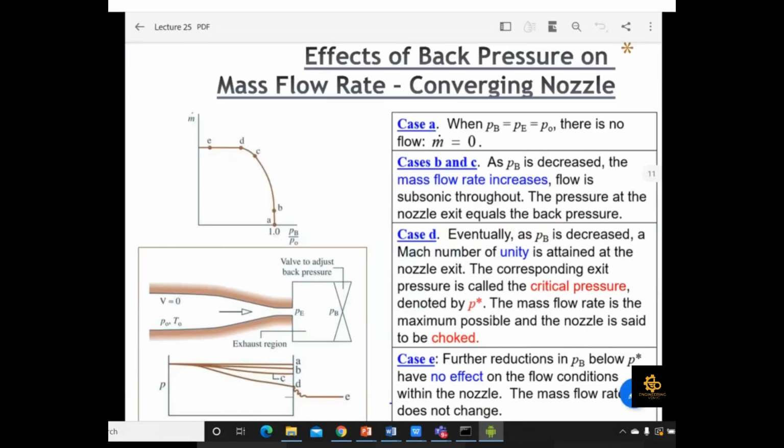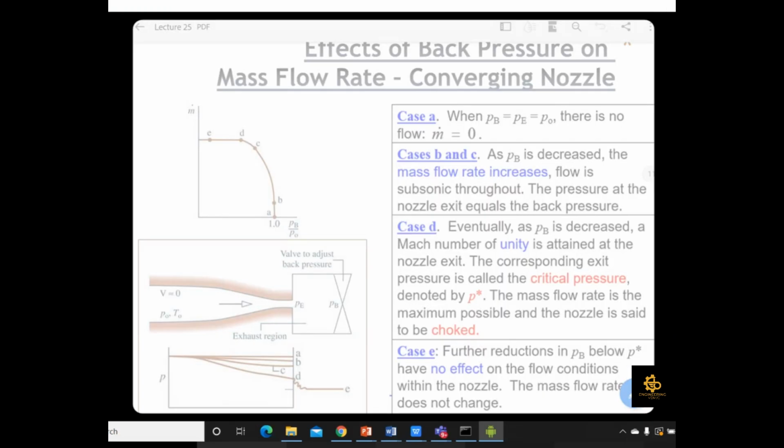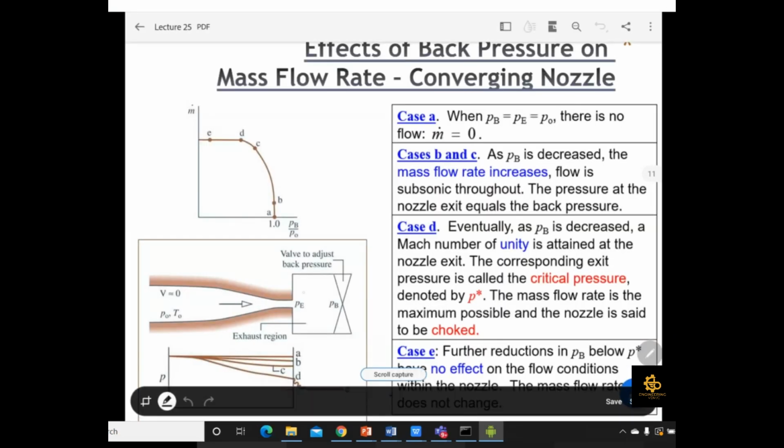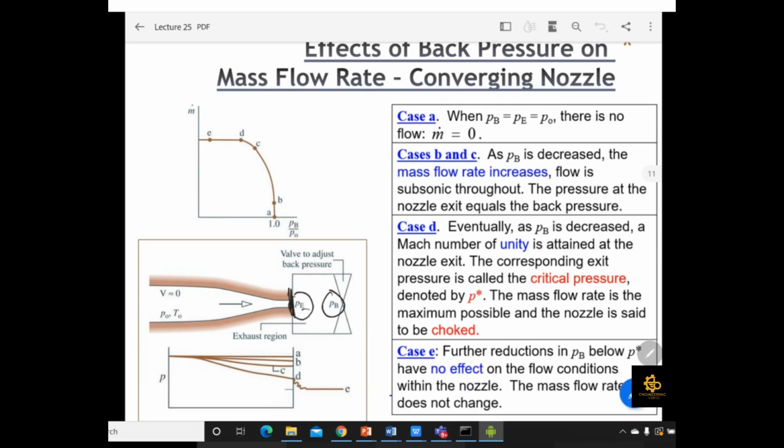Another important point is the effect of back pressure on mass flow rate. The important point here is what the back pressure is. Basically, back pressure is the pressure at the exit of your nozzle. For example, this is your exit, and we denote it as PB. So PB is the pressure at the exit. Sometimes we call it P exit, and sometimes PB, which is the back pressure of the nozzle.